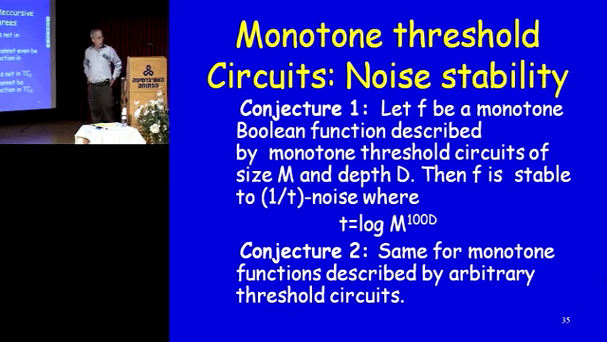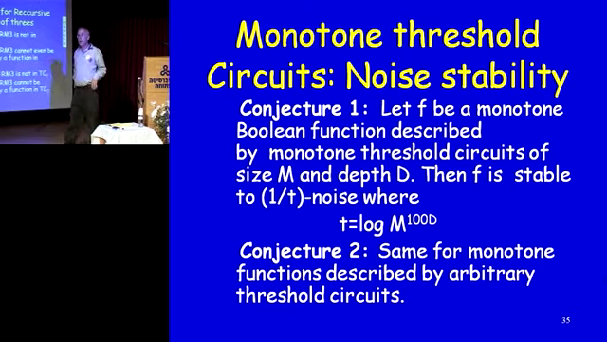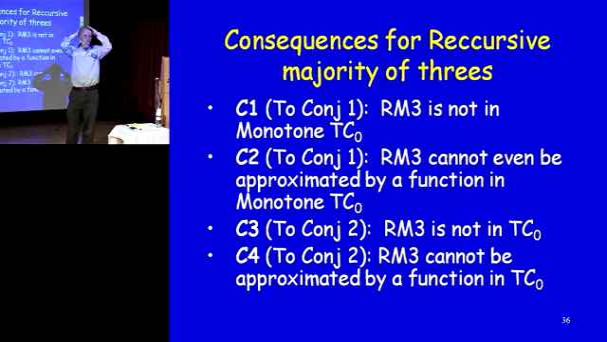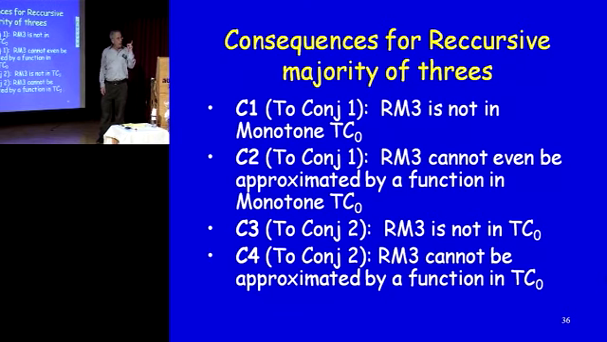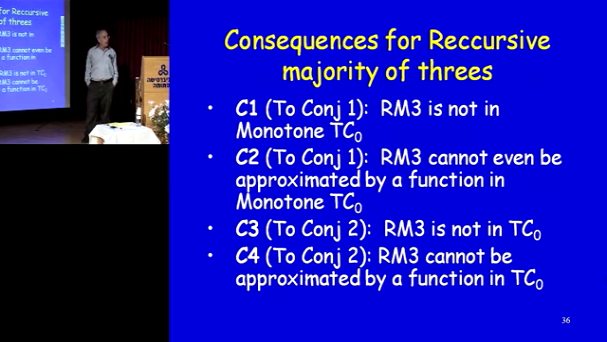Let me tell you what are the consequences of this conjecture. So let's take the majority of Swiss. I already mentioned this function. Maybe you remember the 3 counties, 3 cities, 3 neighborhoods, 3 streets. This function is extremely noise sensitive. And the first consequence, conjecture 1 implies that this function is not in monotone TC0. It cannot be expressed by monotone threshold functions of bounded depth and polynomial size.